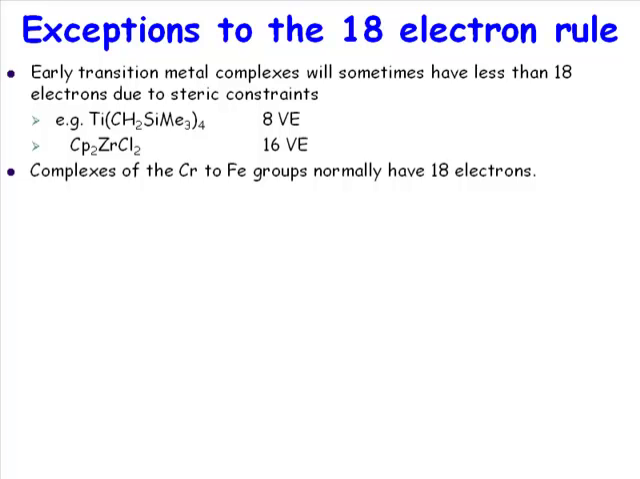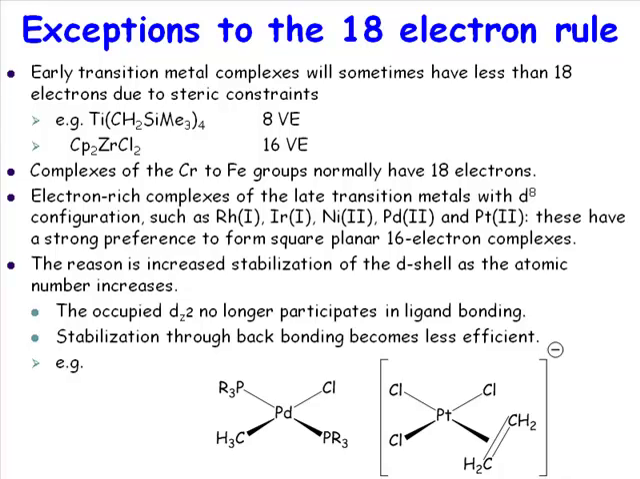And you'll see a few examples like that. If you have middle transition metals like chromium through to iron, then chromium through to iron have enough electrons to start off with. Normally you can achieve an 18 electron count. There's one other class that we need to consider, and that's the square planar complexes. So those square planar complexes that Dr. Claydon will have taught you about, this is a special class of compound.